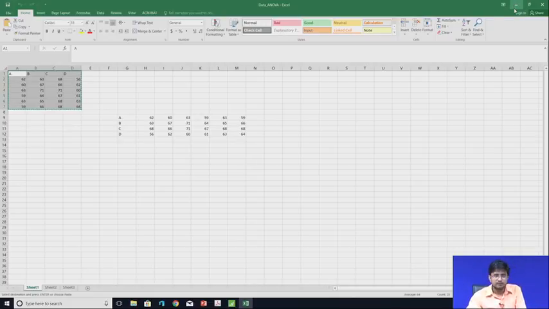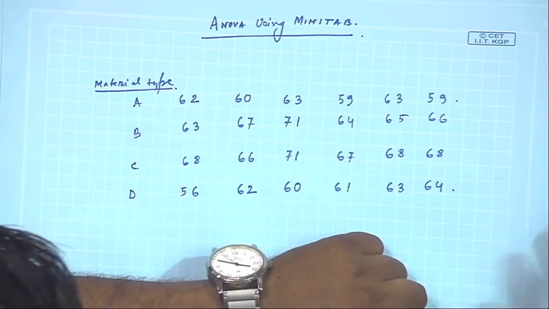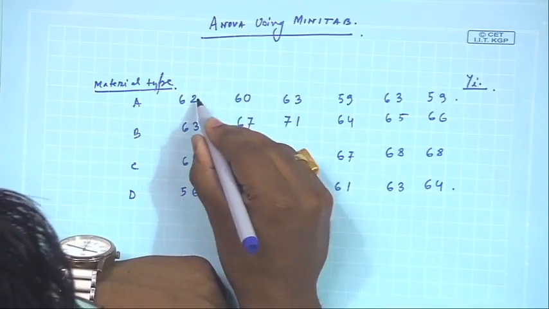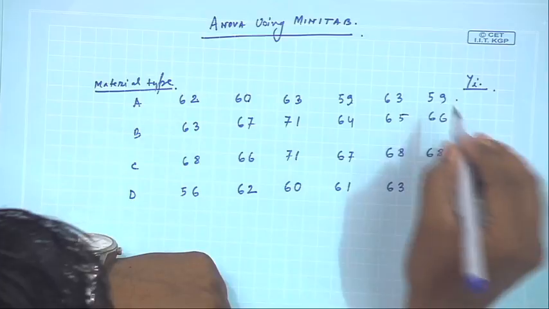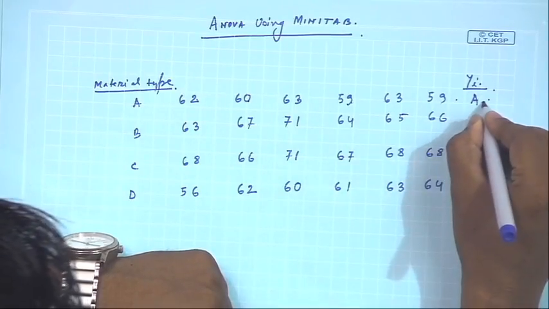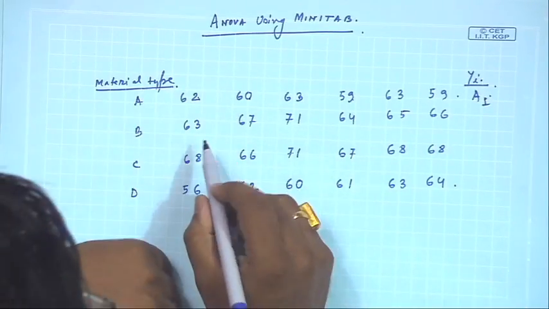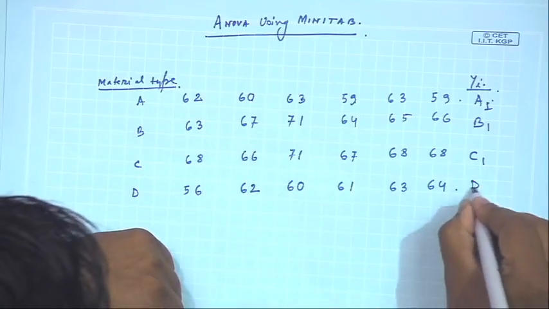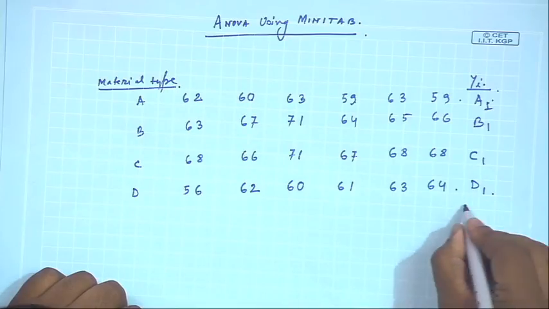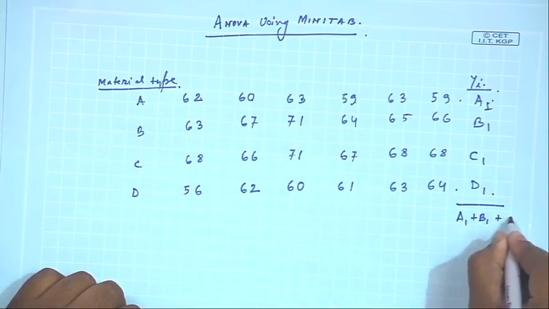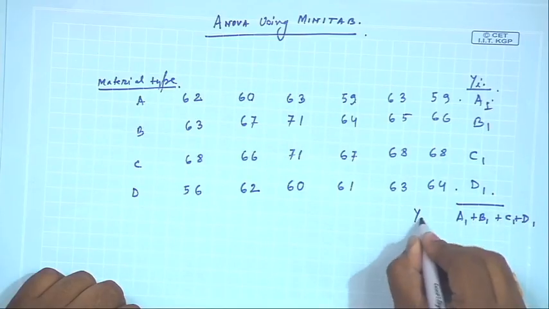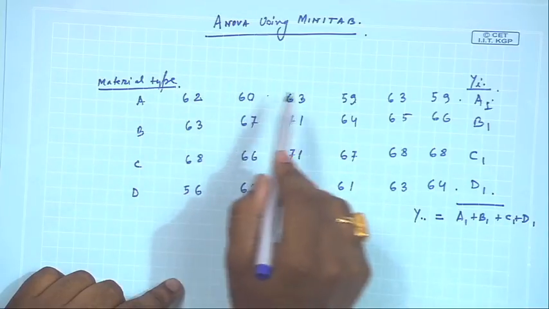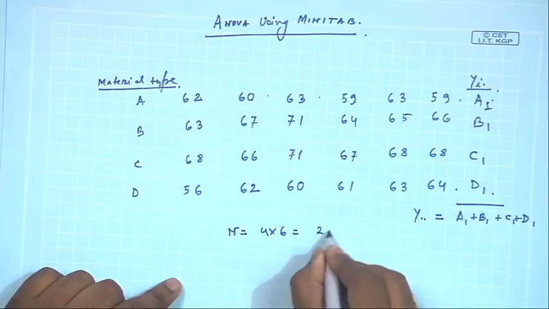So, manually, when we analyze ANOVA, first we add all the values in a row, y i dot. Suppose we add 62 plus 60 plus 63 plus 59 plus 63 plus 59, and we get A1. Then for B again we add, so we get B1, for C we get C1, for D it will be D1. Then we add all of them, A1 plus B1 plus C1 plus D1, so this will be y dot dot. And the total number of observations, n, is 4 into 6, that is 24.